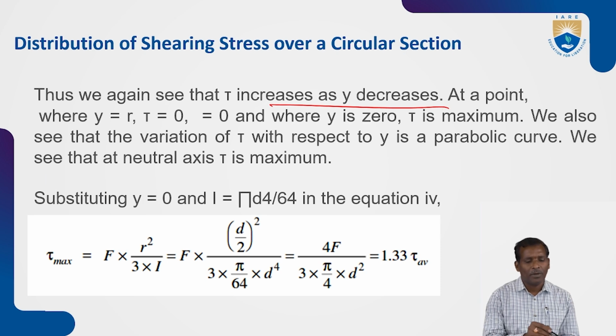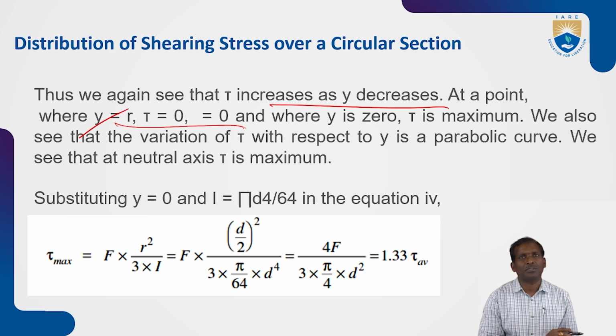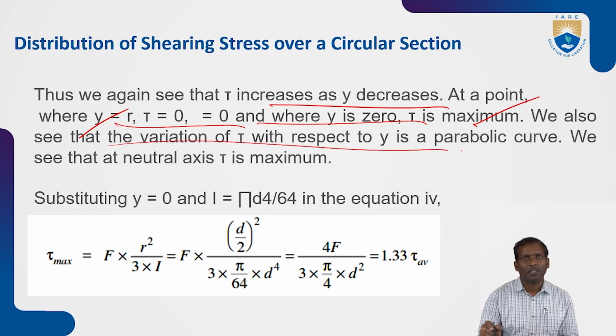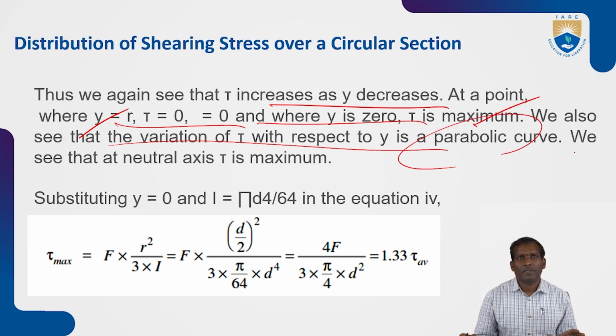Thus, you essentially see that the shear stress increases as y decreases. At the point y is equal to r, the shear stress is 0. Where y is 0, the shear stress is maximum. We also see that the variation of shear stress with respect to y is a parabolic curve. At the neutral axis, tau is maximum. That's why we drew the parabolic curve in the first slide.